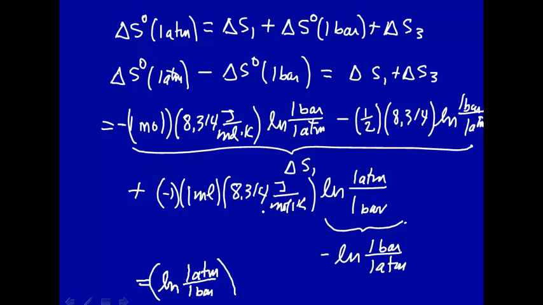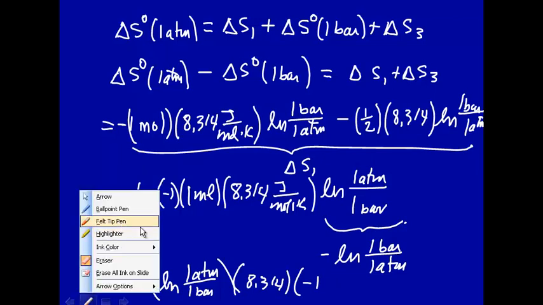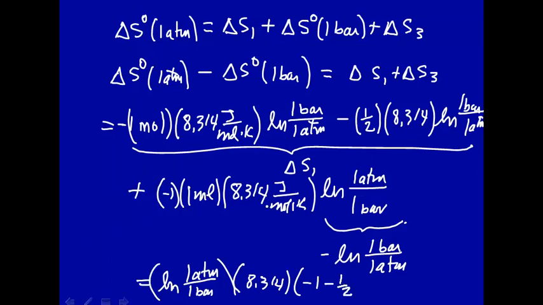So natural log of 1 bar over 1 atmosphere. Let's pull out R, 8.314. And now what we're left with is minus 1, minus 1/2. Now I've got to be careful here. There's a negative, and that's a negative. That cancels out the negative, so this would be plus 1. Slight mistake here. I've changed this to 1 bar per atmosphere, so let me just rewrite this as 1 bar over 1 atmosphere. Okay, so this is 1/2.